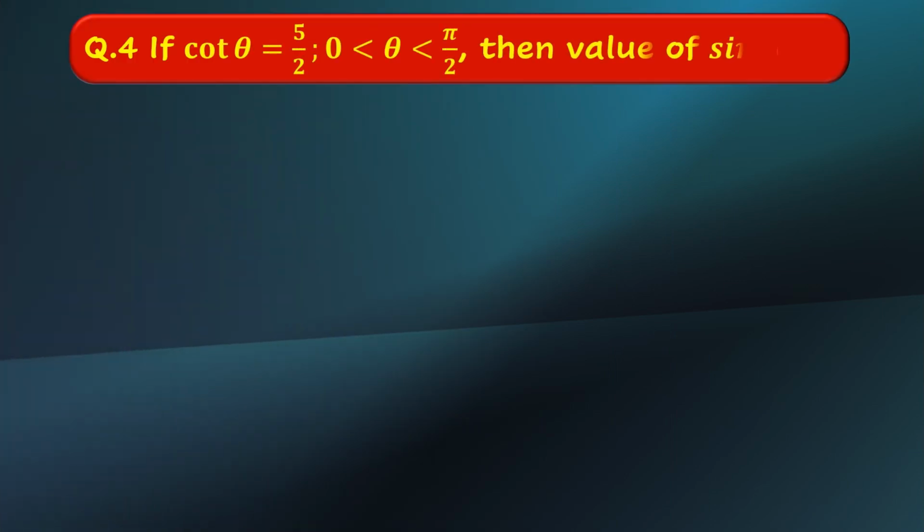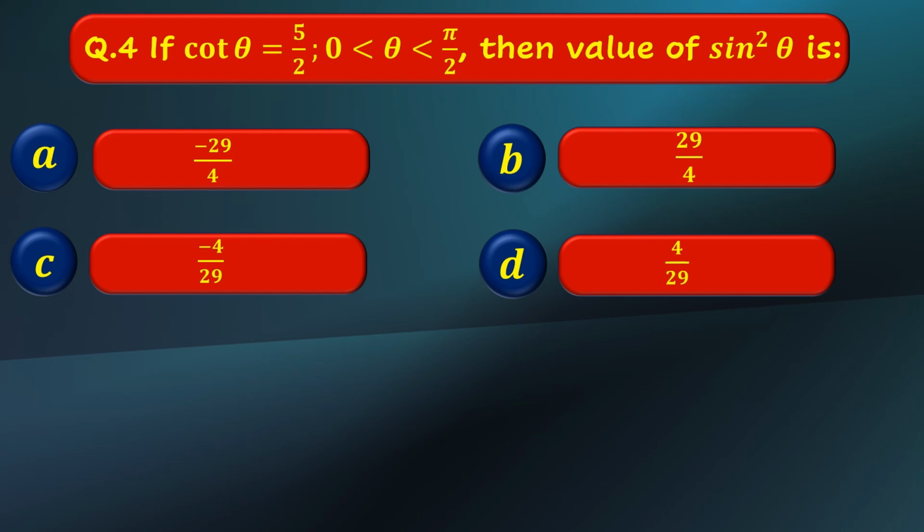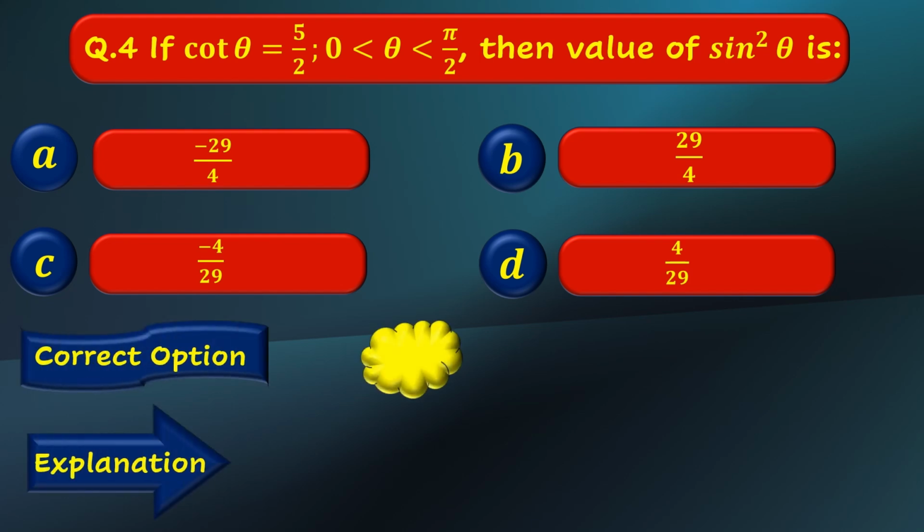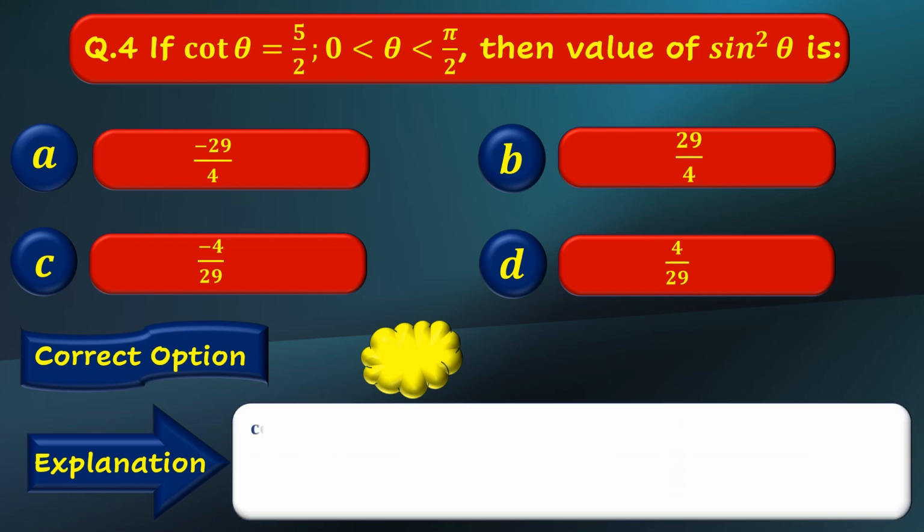If cotangent theta is equal to 5 by 2, where theta is greater than 0 and less than pi by 2, the value of sine square theta is, and the options are. Let's find out which one is the correct option. But before that, let's explain it. Here, cotangent theta is equal to 5 by 2 and theta is greater than 0 and less than pi by 2. It means theta is in quadrant 1.